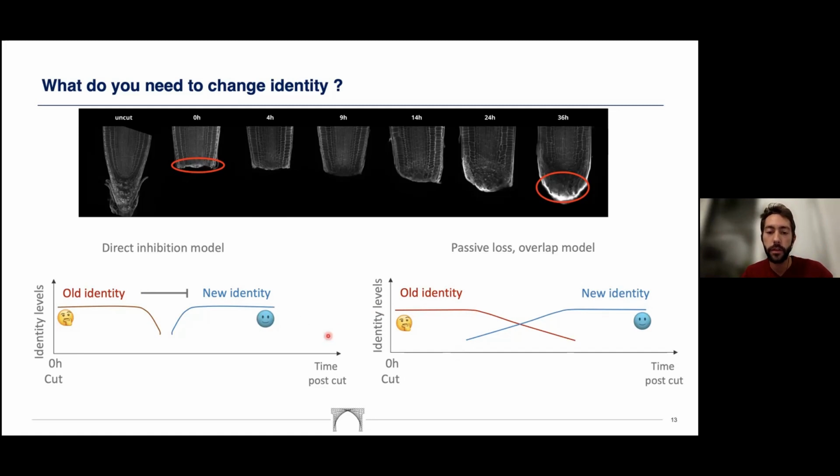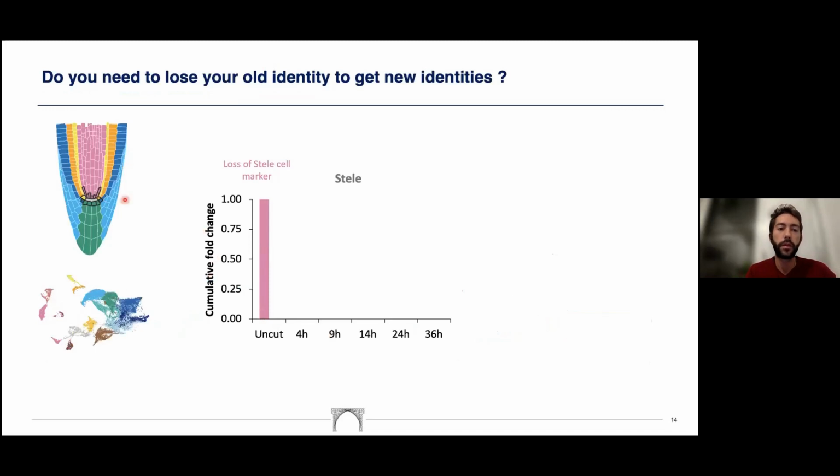To test these different models, we looked at our data sets. Here's an example where we look at the stele cells in the center, in pink. We combine all the marker genes we have identified that define what stele cells are, and we give them a score. In the uncut condition, the stele cells have a maximum score of 1. Then we look at this score during regeneration in the cells in regeneration. What we find is that as soon as 4 hours, these cells start to lose the cell identity, and by 14 or 24 hours, they're no longer stele.